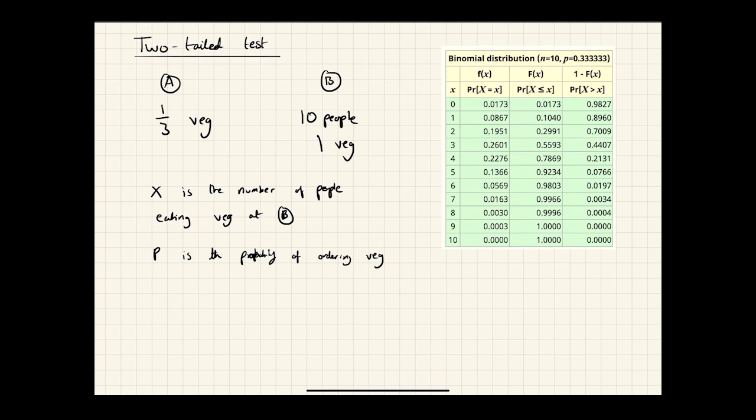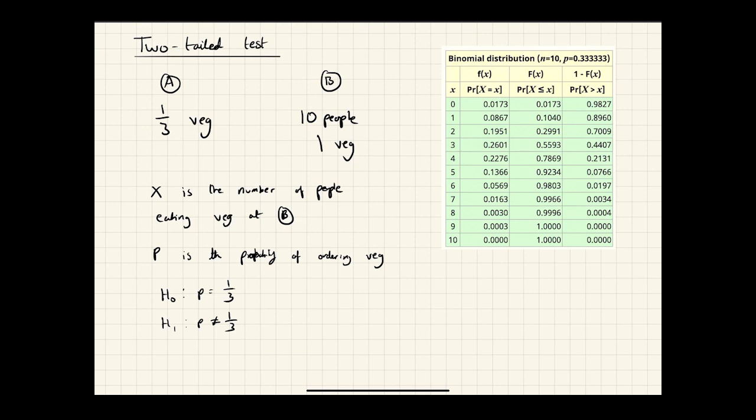Let's say first, what's my null hypothesis? Well, my null hypothesis is that the probability of people ordering veg is 1/3. That's what I think. That is, 1/3 of people are indeed doing it. And my alternate hypothesis is that it's not 1/3. The question never said, is it more or less than 1/3? The question just basically states, is it 1/3 or is it not?